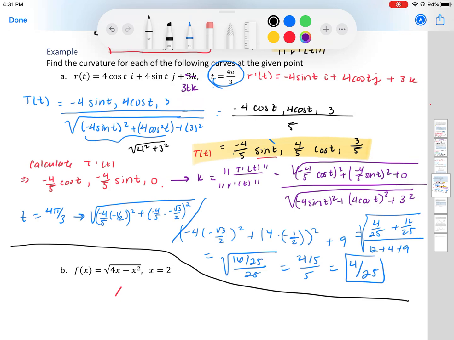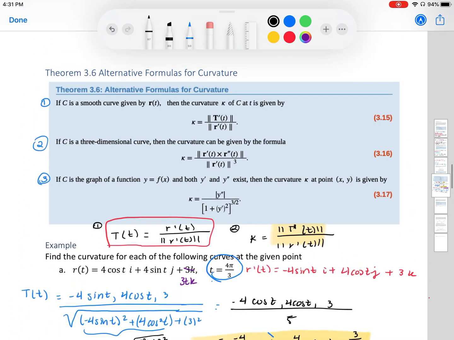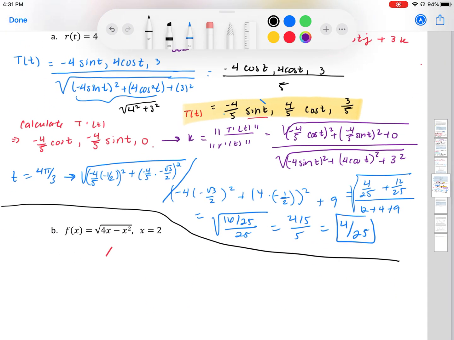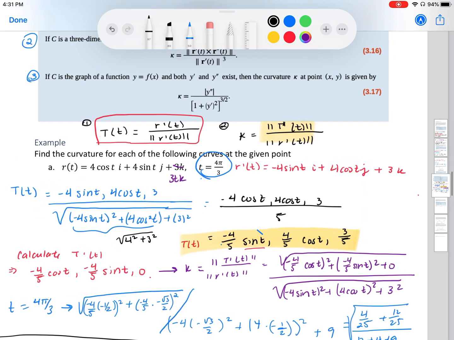The next one's not so bad. I think you can do it without much more of my help, so I don't make the video too long. The only thing I will point out is that you have 3 different formulas. Which one do you use? Well, it depends on what you're given. Notice that we're given a function, so it might be beneficial to use that third rule.